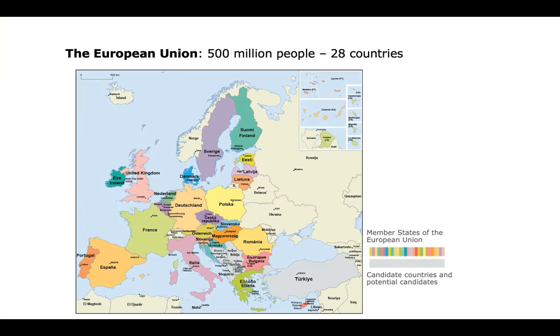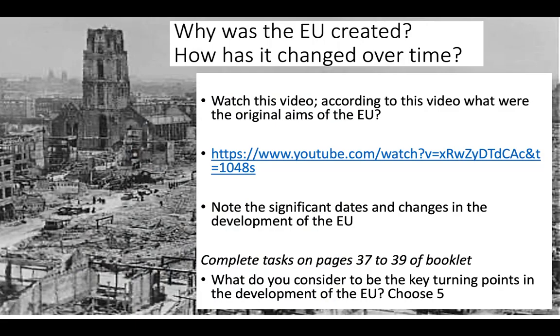So I'm going to take you through this PowerPoint, which has all the tasks on that you need to do. So I'm going to whip through it and then you'll need to go back and do the tasks on your own. So first of all, what is the EU? Make sure that you know the countries that are part of it. And our starting point is, why was the EU created and how has it changed over time?